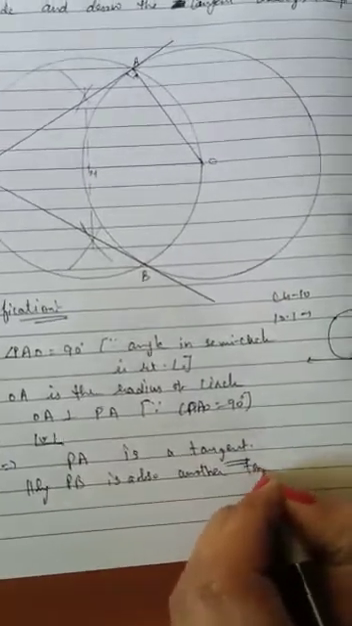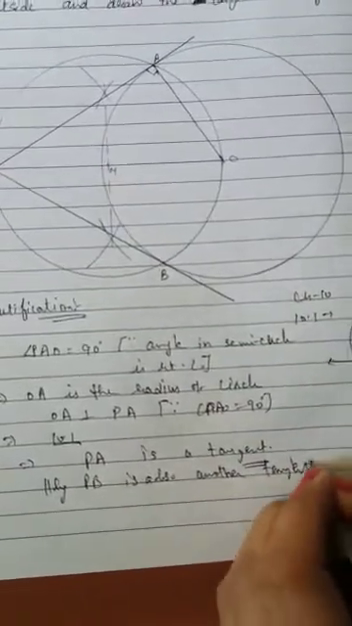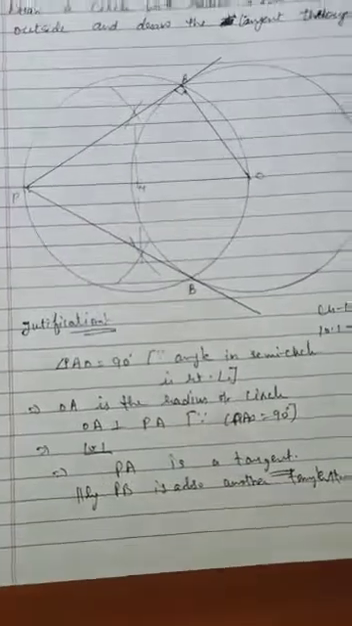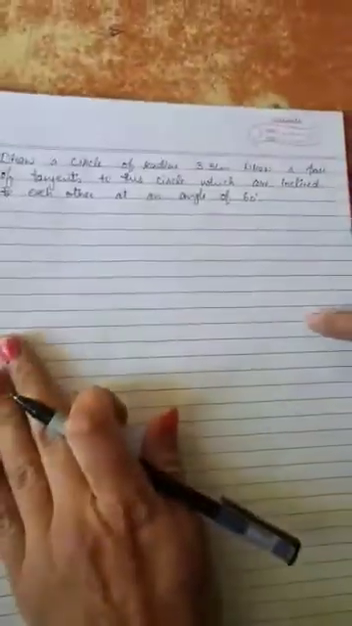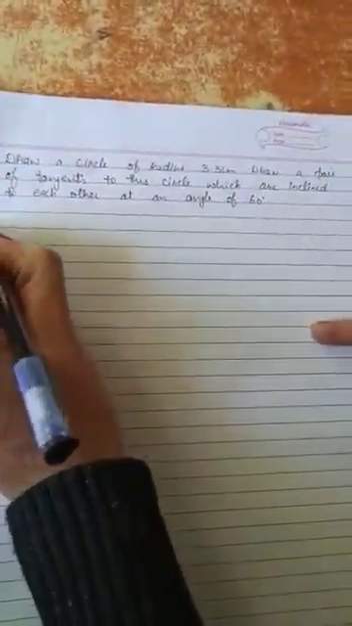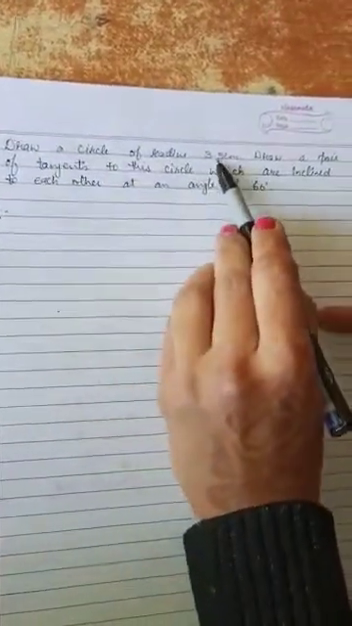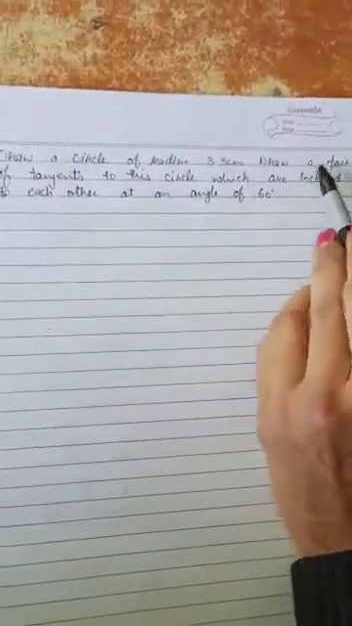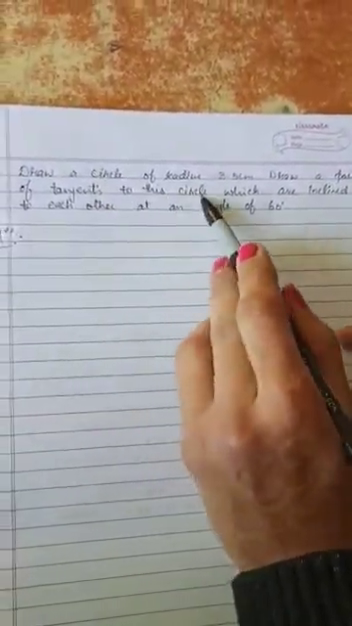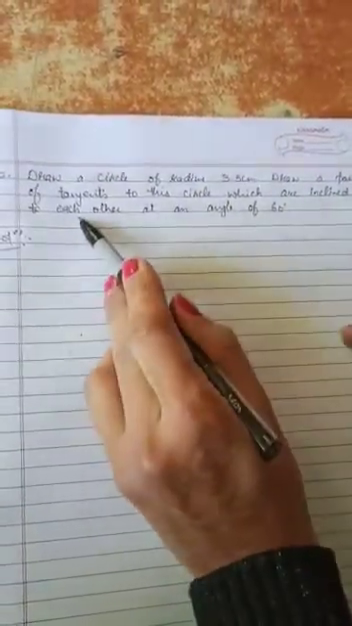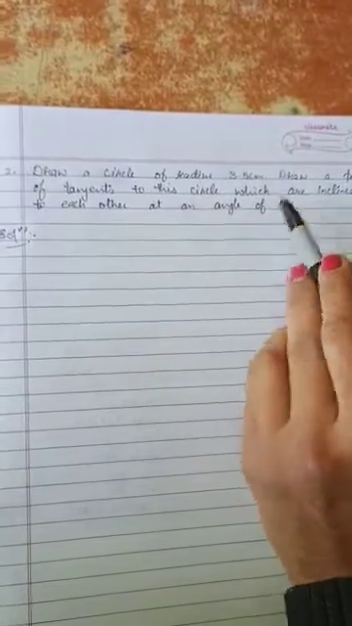Okay. So let us see one more question in the revision part. You have already done it, let us do that one question again. What is the question here? Draw a circle of radius 3.5 centimeters. Then they are saying draw a pair of tangents to this circle which are inclined to each other at an angle of 60 degrees.